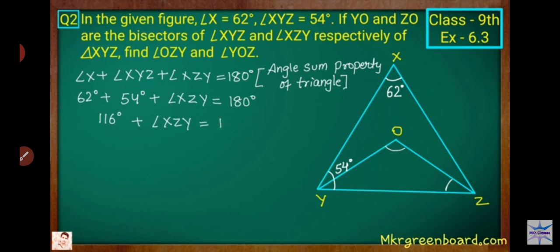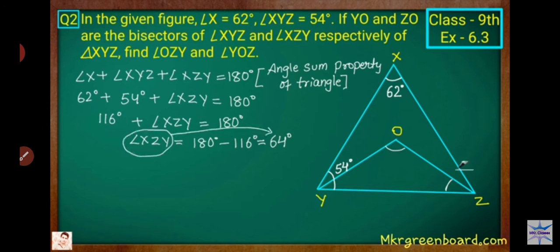116 plus angle XZY is equal to 180 degrees. Now angle XZY is equal to 180 minus 116. So it becomes 64 degrees. So total angle XZY is equal to 64 degrees. This full angle is 64 degrees.